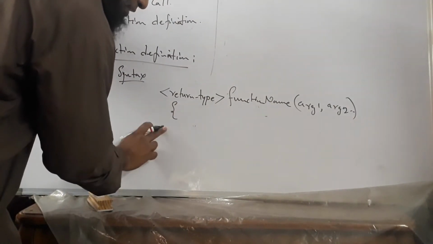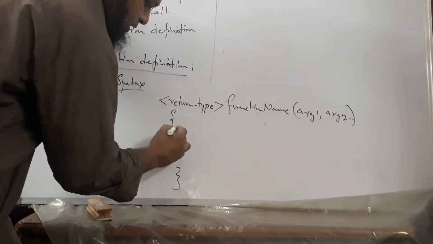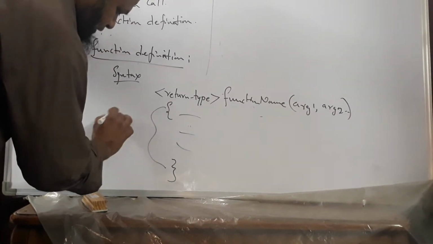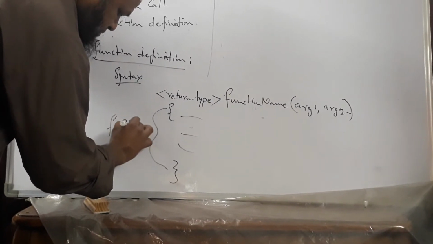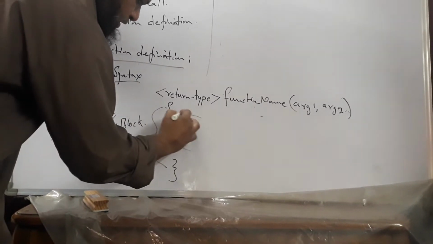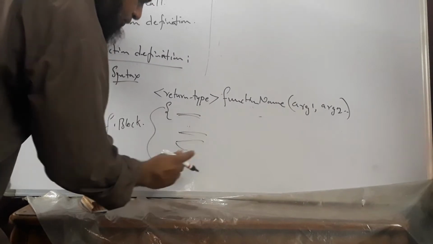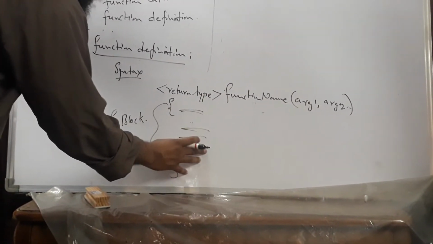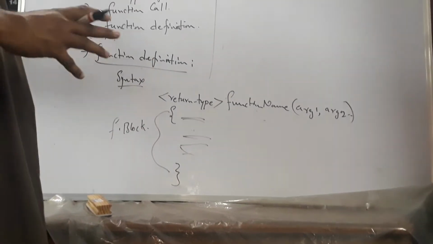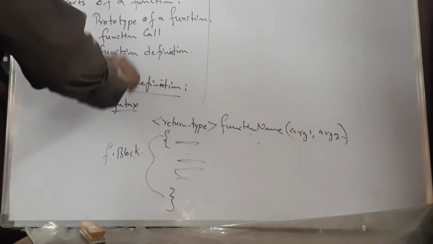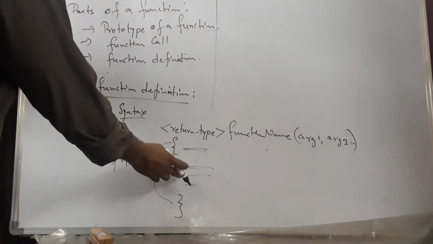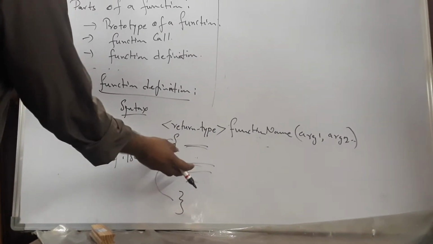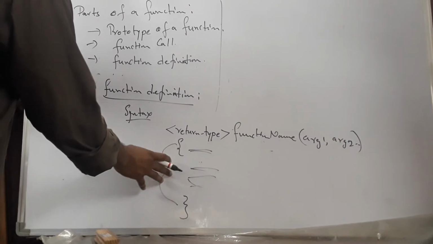And after that, braces will start. Within these braces, this is called the function block. In this function block, we write what task this particular function should do. So whenever the function call is made, the control is diverted to the function definition, and it will read what task has been written, and as per that it will perform.